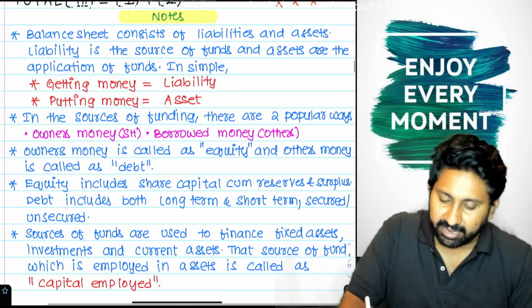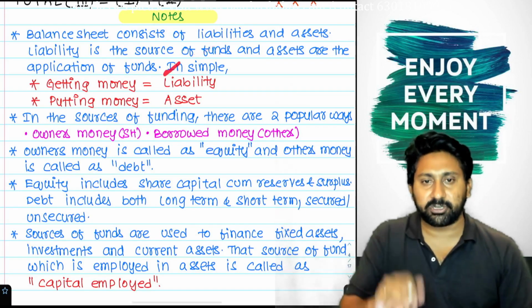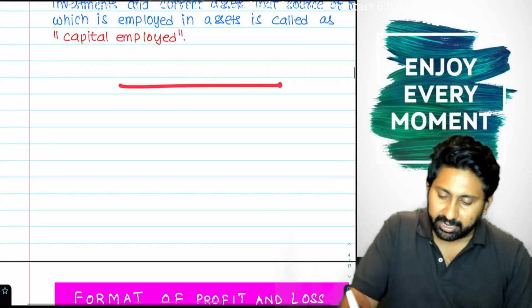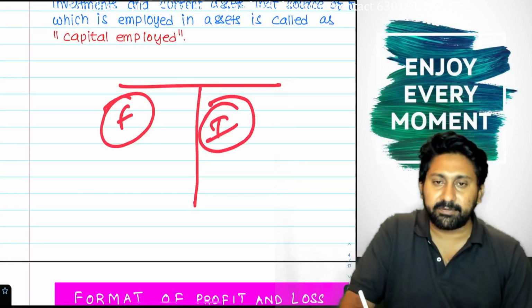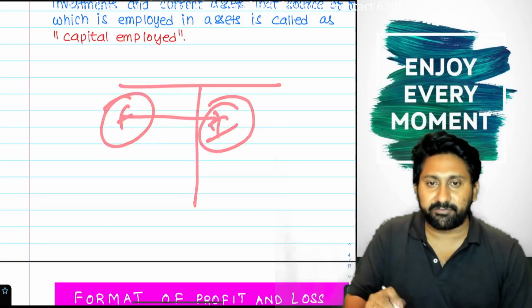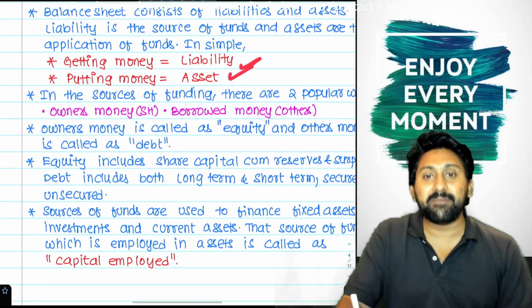Balance sheet consists of liabilities and assets. Liability is the source of fund. Assets are the application of fund. If you take a balance sheet, financing is done here, investment is done here. So with this only we will finance. Therefore, getting money is a liability, putting money is an asset.